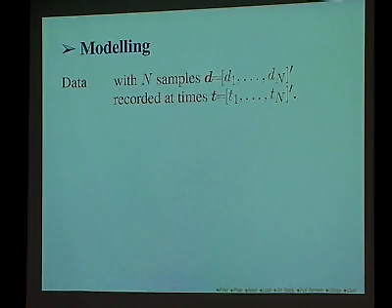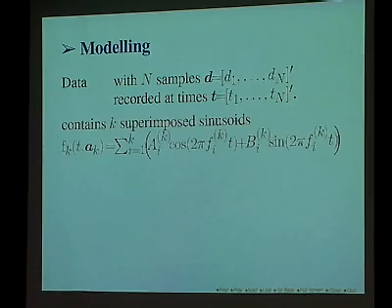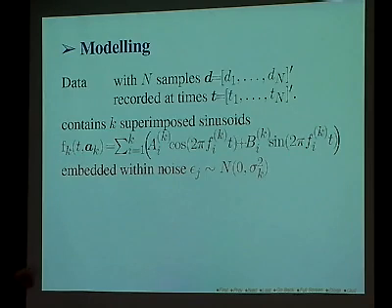So the modeling is quite simple. We have n data samples recorded at times t1 to tn, and d is the data vector, and the data is containing k superimposed sinusoids. And I'm using the Cartesian coordinate system here, so you could either express it as one amplitude and a phase, or the other way, which I'm using, two amplitudes and a frequency. So I have 3 parameters per sinusoid, embedded within white noise, normally distributed with mean 0 and variance sigma squared. And sigma is a parameter that needs to be estimated as well, so it's not known.